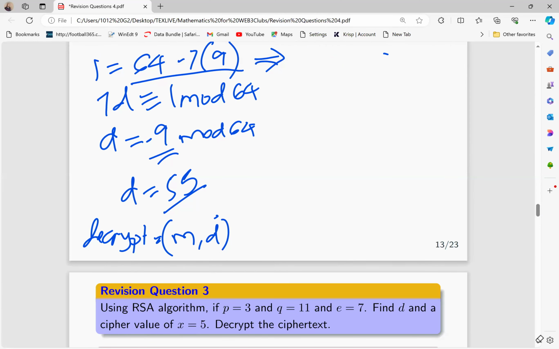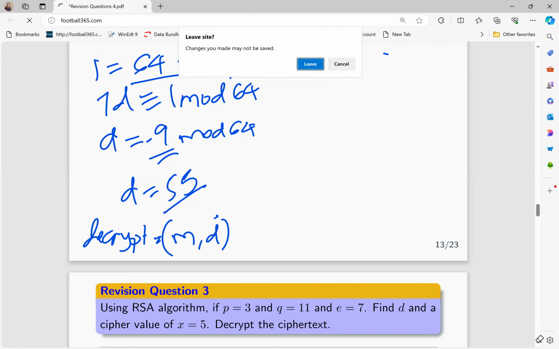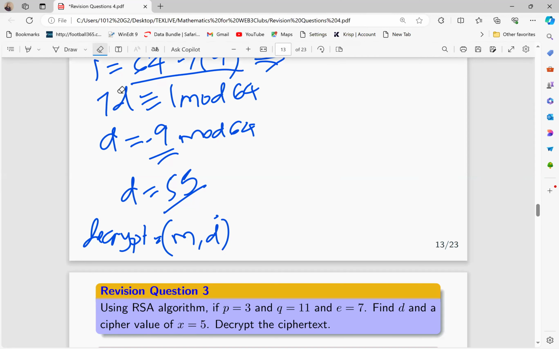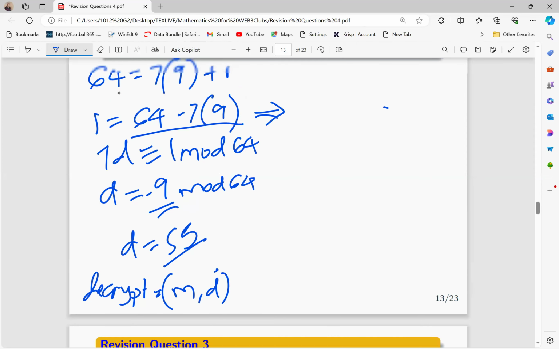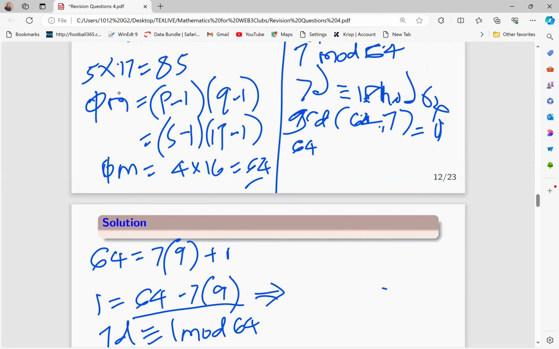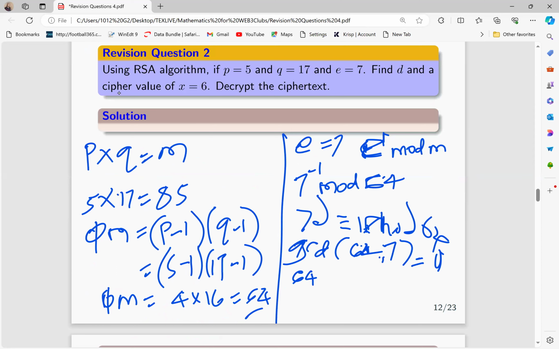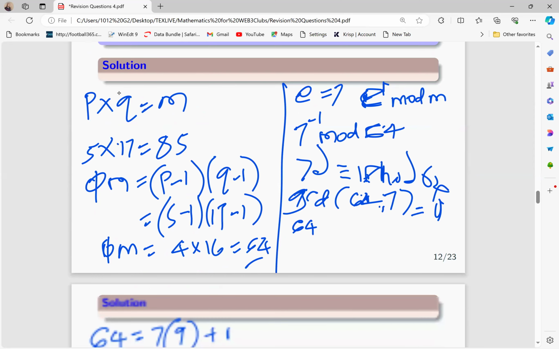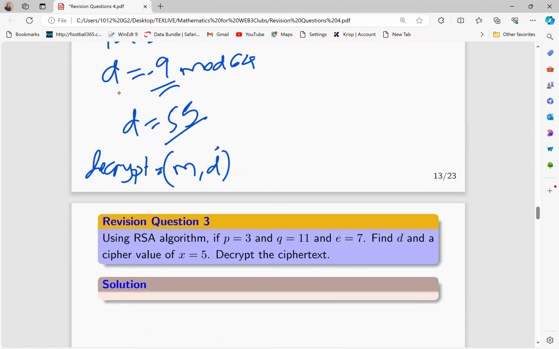And so he has found D. We have M. So we need to encrypt the message, and the message has been given to us. The question tells us that it's supposed to encrypt X, which is 6. So let us encrypt it.